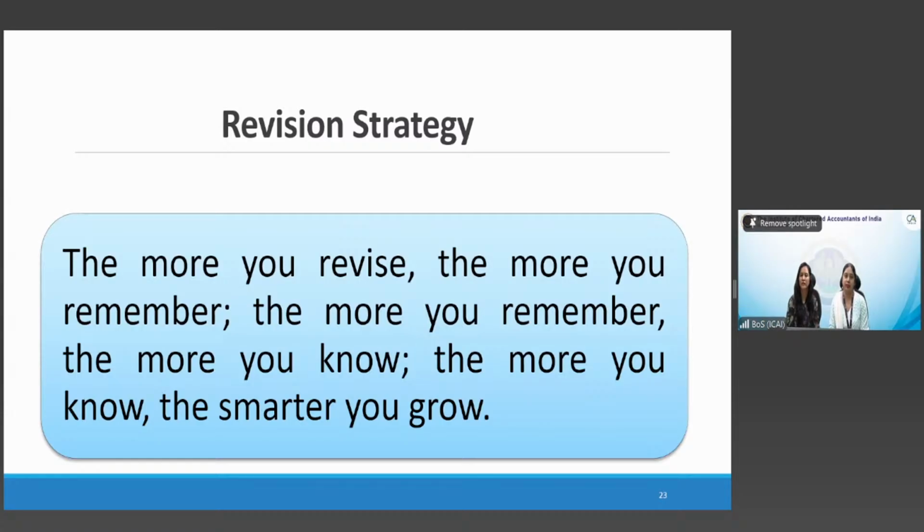And so remember, retention is very important, along with understanding, through revisions. And the more you know, the smarter you grow. So your revision strategy should be very, very effective, because something which you have not revised is as good as not done.